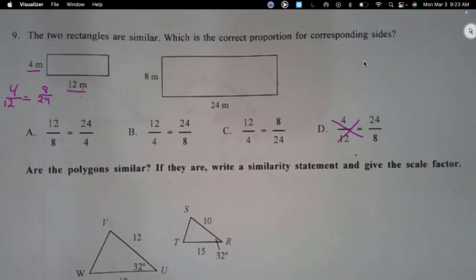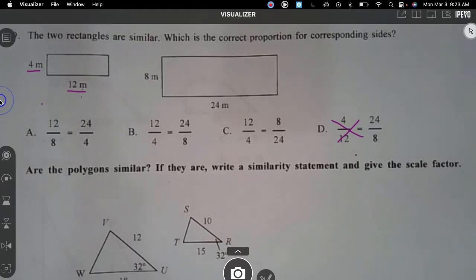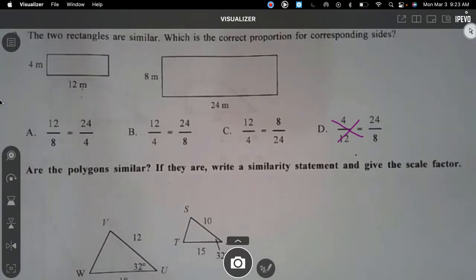Okay, well what if I could flip them. I could do it the other way. I could say 12 over 4, go backwards. If I did 12 over 4, what would this be? 24 over 8. Do I see that one? Yeah, I see that. Okay, so that's another way, y'all, that you could have done it, but it's not the right answer.